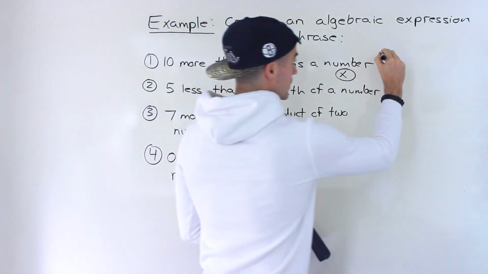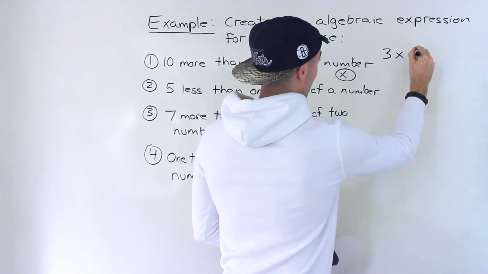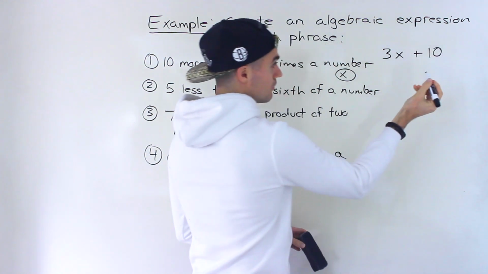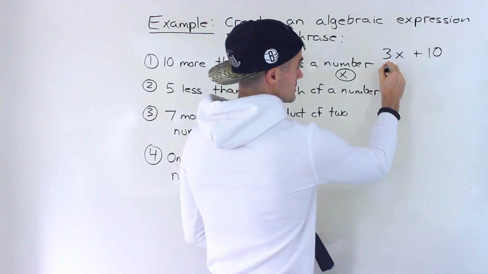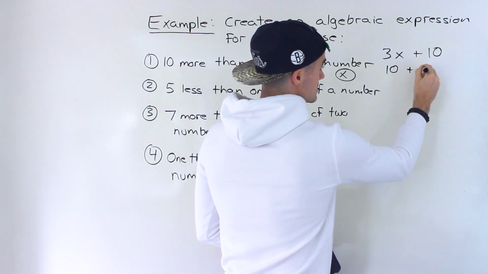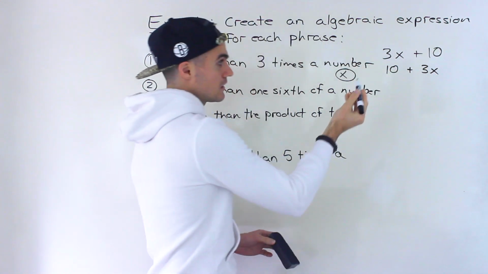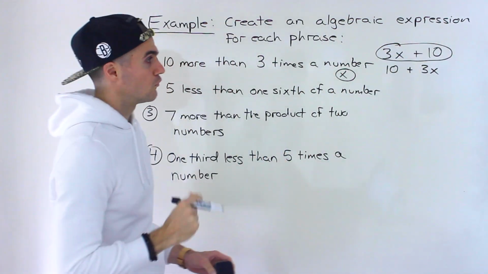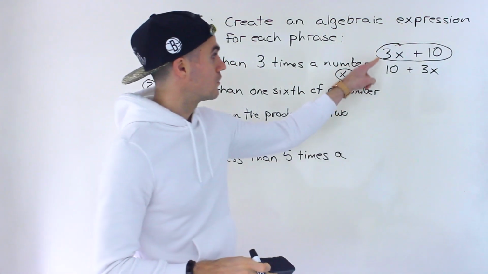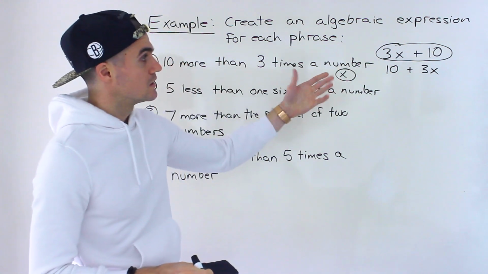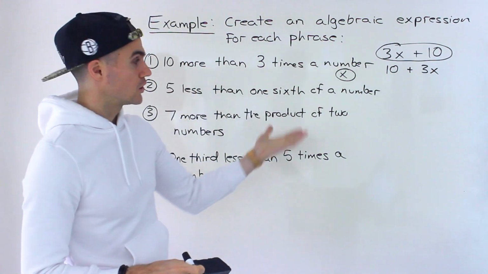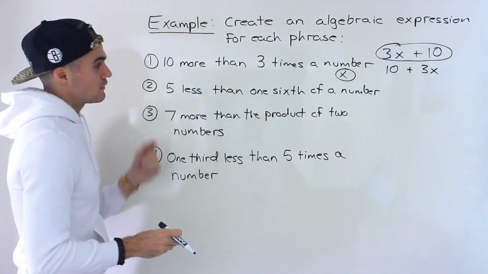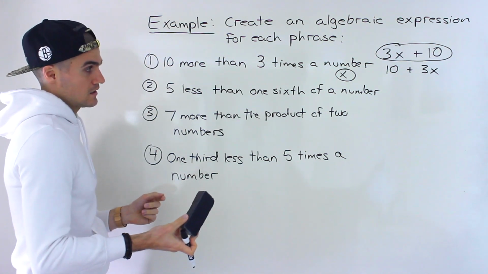Well, 3 times a number and then 10 more than that: 3x + 10. Another way to represent it is to say 10 plus 3 times a number: 10 + 3x. Either of these work. Usually the first is the more popular format, where the expressions with variables come before any constants. Now, number 2, we got 5 less than 1/6 of a number.